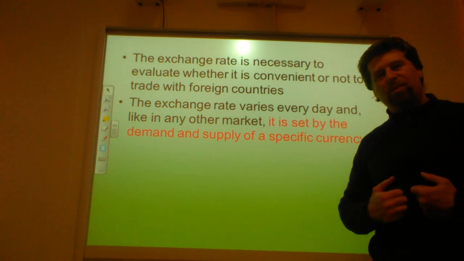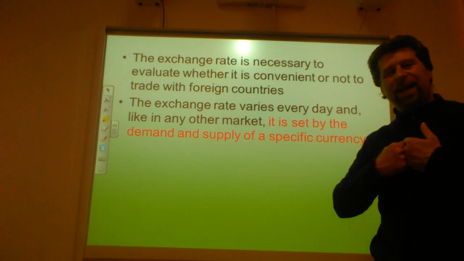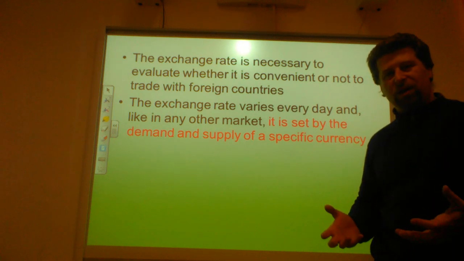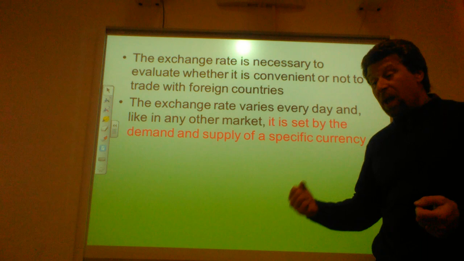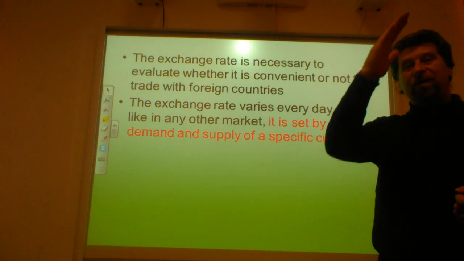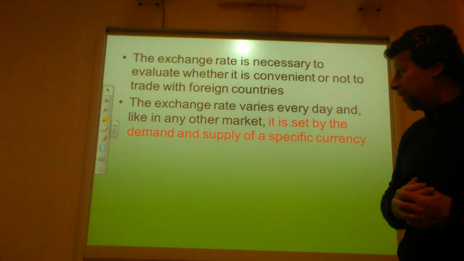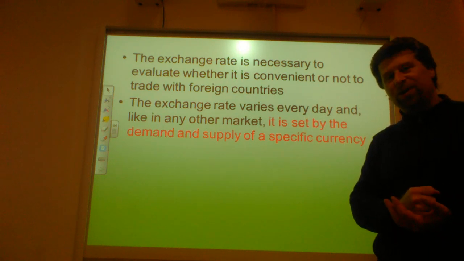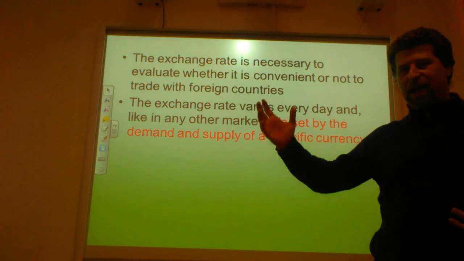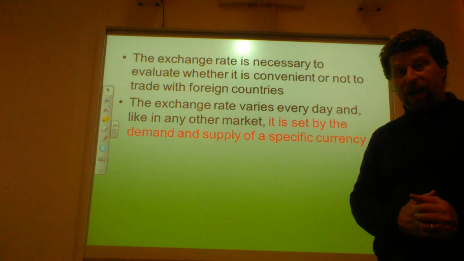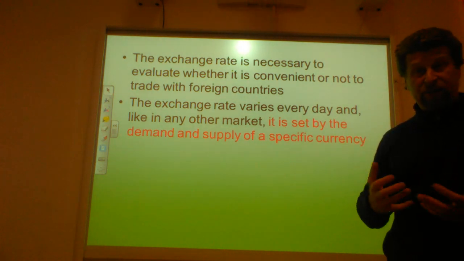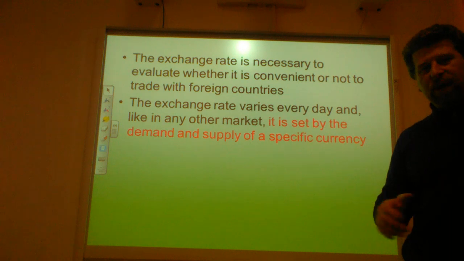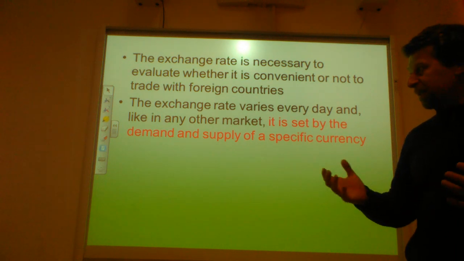If America produces fantastic products and suddenly the whole world wants to buy American produce, or maybe they find lots and lots of oil and the whole world wants to buy that oil, they have to have dollars. So the demand for dollars will go up and the value will go up. Alternatively, if the American government decides to print lots and lots of dollars and flood the world with dollars, the value of the dollar will go down, because if supply goes up, the value goes down. It's like any market for a product or service, the value of a currency is the same.